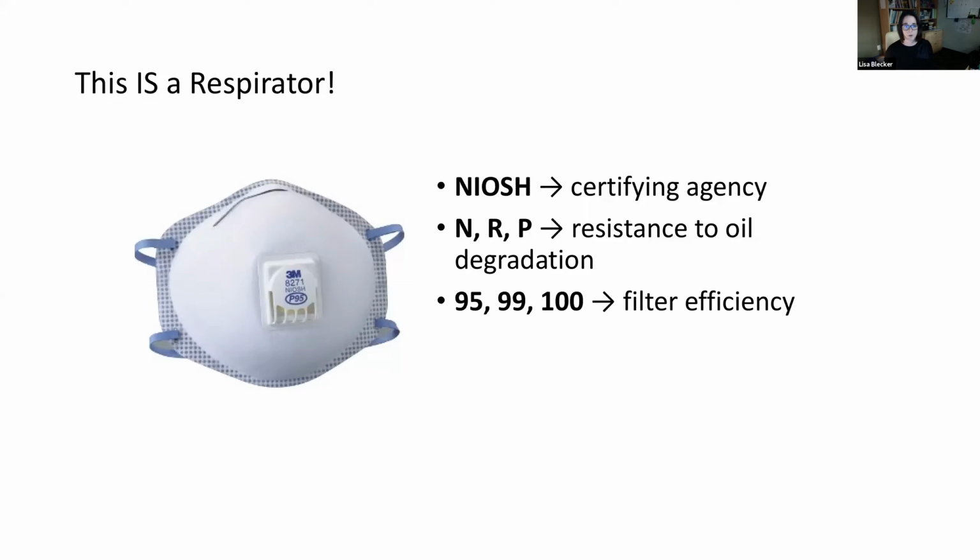So just remember, when you have a filtering face piece, this whole thing is the filter. That is a respirator. Okay, so it'll say NIOSH on it, indicating that it's been tested and certified. It will say N, R, or P to give you an indication of what kind of particulates it is resistant to, and then it'll give you a number for filter efficiency.